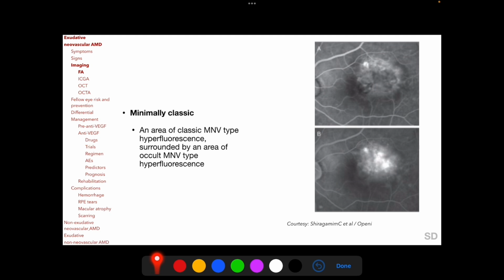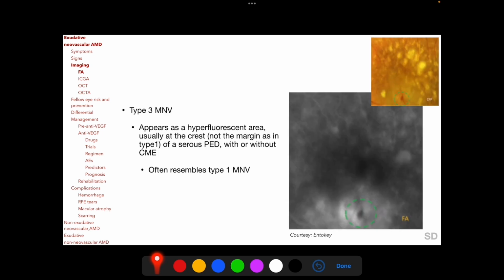In the minimally classic fluorescein angiographic pattern of MNV, an area of classic MNV type hyperfluorescence is surrounded by an area of occult MNV type hyperfluorescence, as shown by these two serial angiograms of the same eye, with this area being classic in pattern, fluorescent early in the angiogram, and this area being occult in pattern, fluorescent later in the angiogram. Type 3 MNV was discovered much later after the classic and occult description of MNVs, and on fluorescein angiography, type 3 MNV usually appears as a hyperfluorescent area at the crest and not the margin of a serous PED, with or without associated cystoid macular edema.